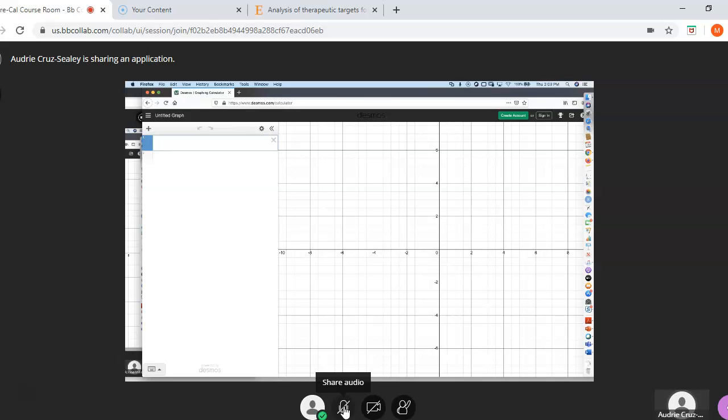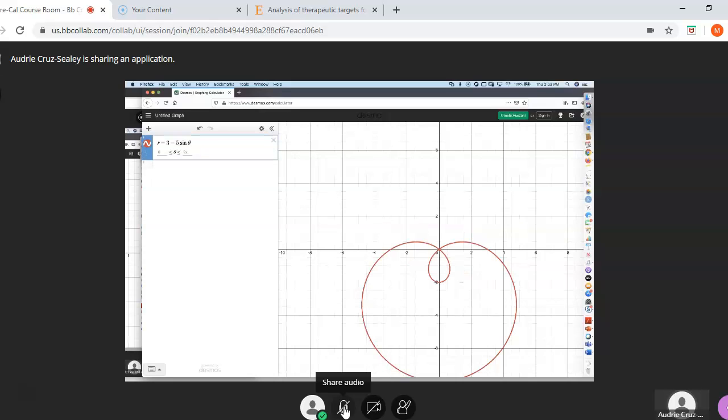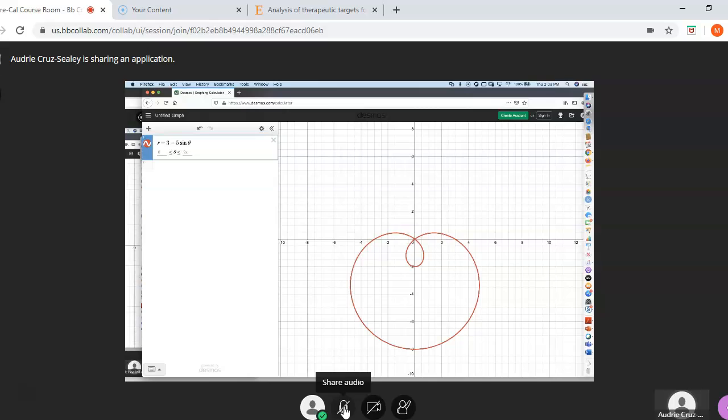Okay, so I'm in Desmos, and I'm literally going to start typing r equals 3 minus 5, and then I'm going to do sine, and I'm going to start typing theta. And notice how it turns into a theta. And here is the picture that you should see. How cool is that?